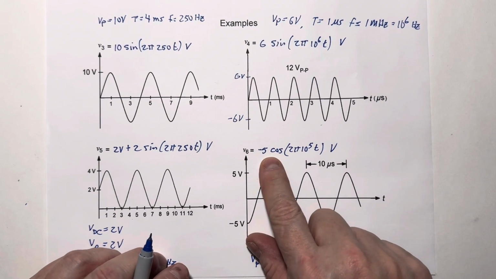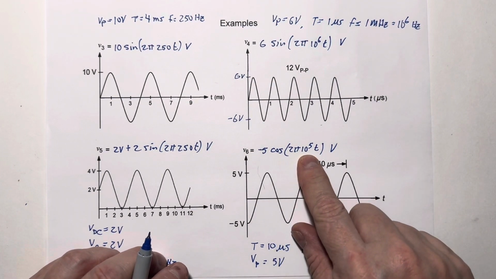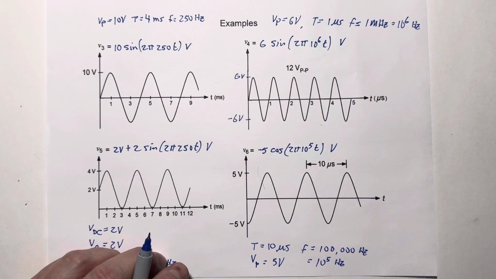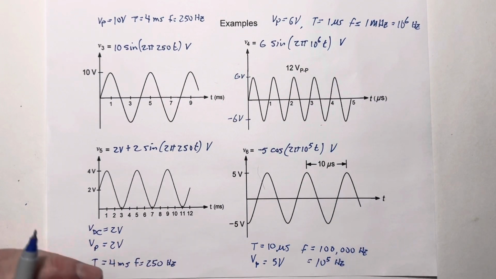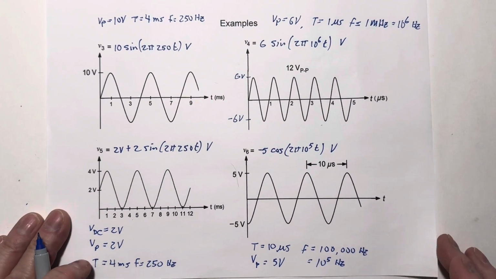So there we are. That's an inverted cosine with an amplitude of 5 volts. Frequency is 10 to the 5th power, or 100 kilohertz, and the radian frequency is 2 pi times that. So there's the equation for this waveform.